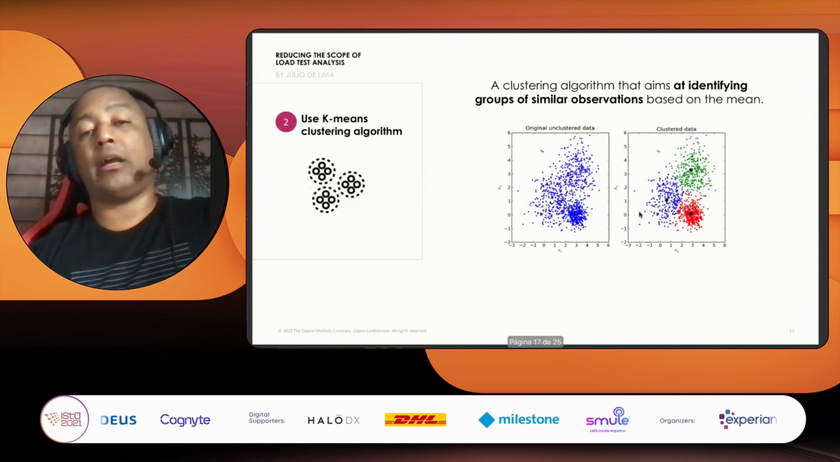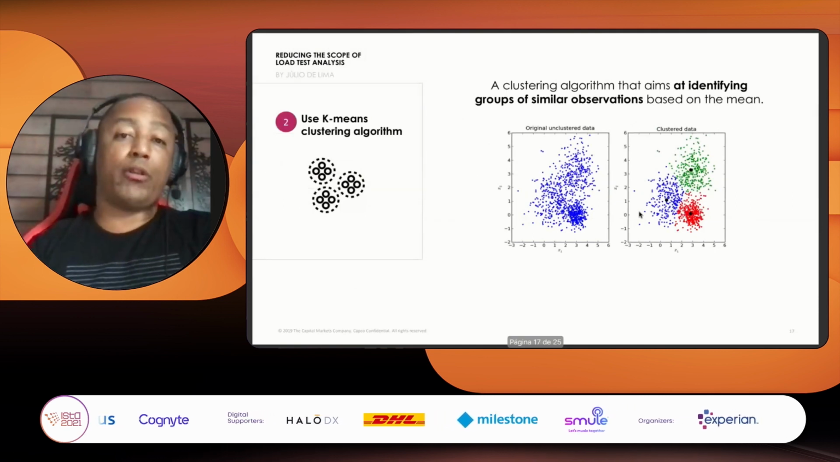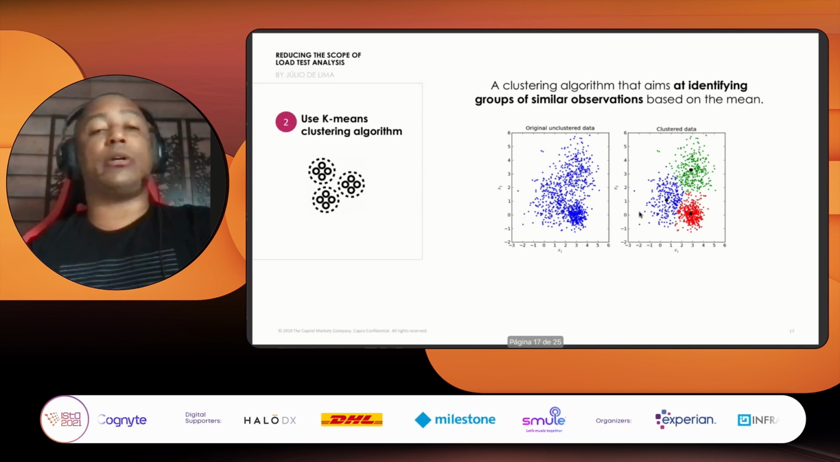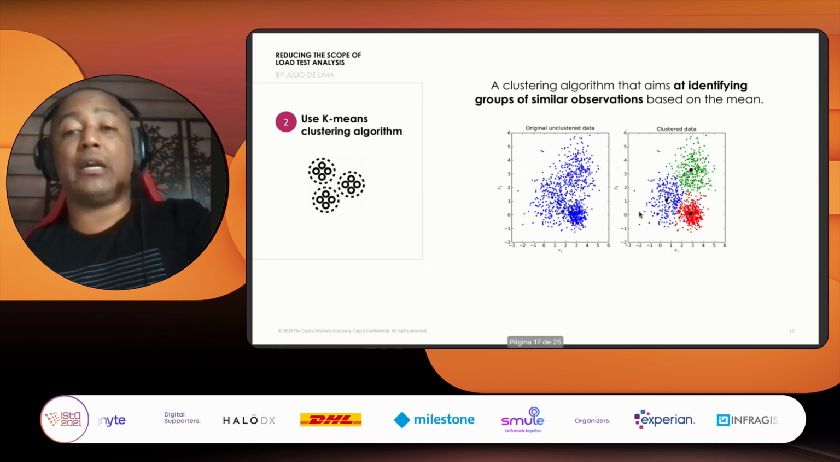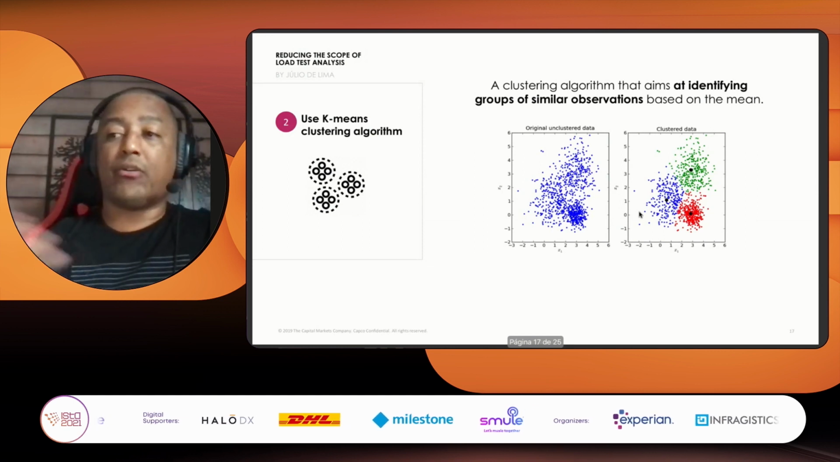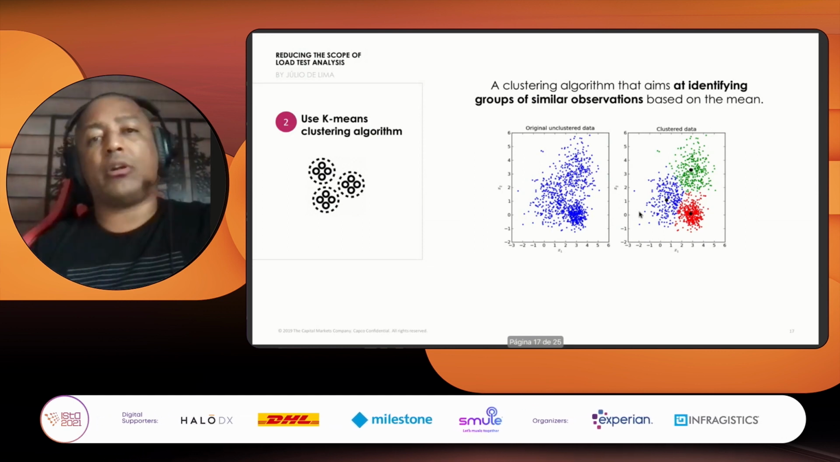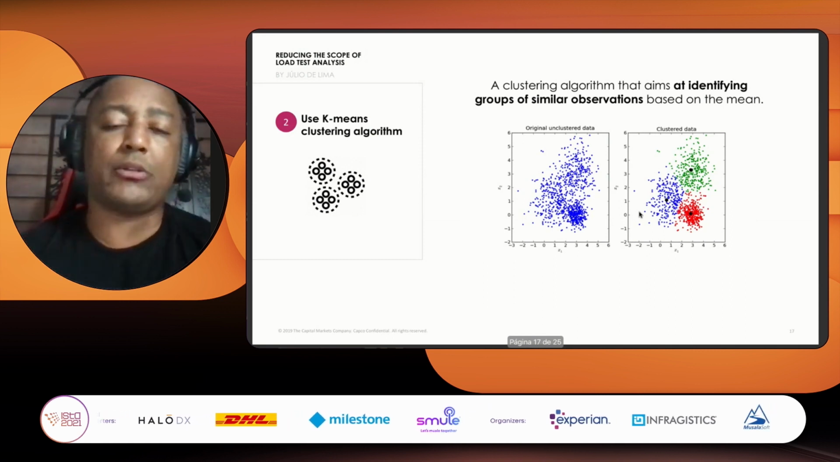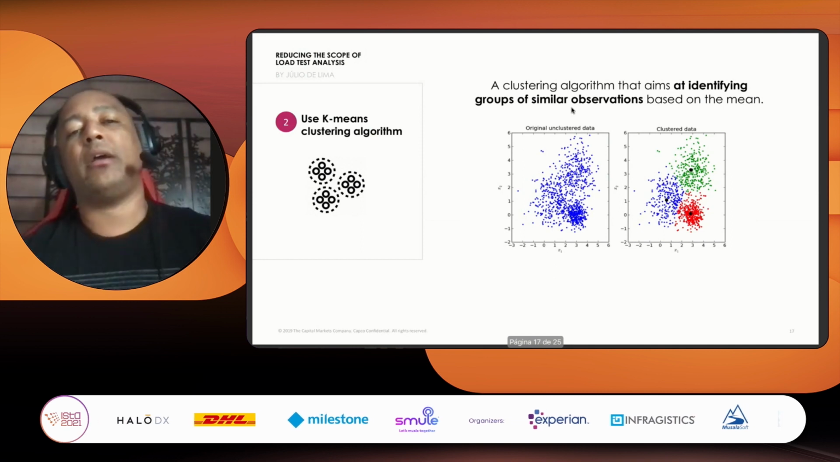Second step, I had to select one algorithm that would be able to clusterize the information. So I used k-means. There are other algorithms. Maybe you can use other algorithms, and we can also discuss about this at the end of this presentation.